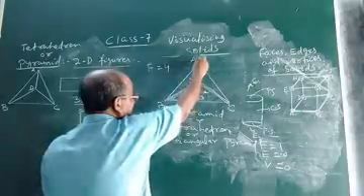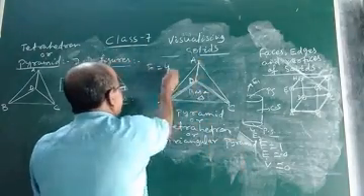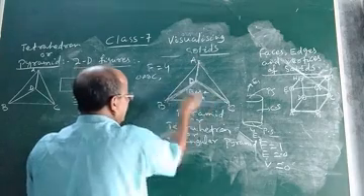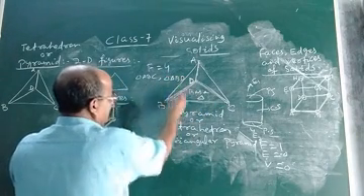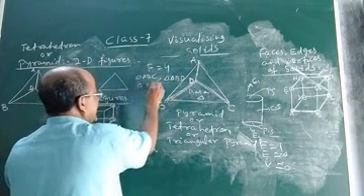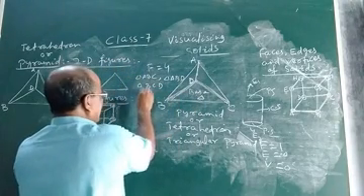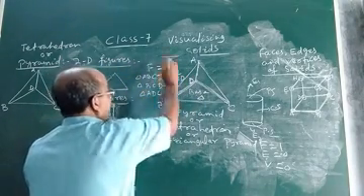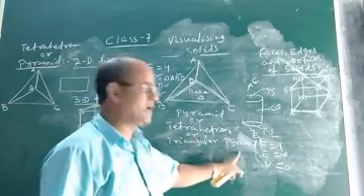What are the faces? Each face is a triangle or triangular. You see, what are the faces? Triangle A, B, C is one face. Triangle A, B, D is another face. Triangle B, C, D is another face. Then triangle A, C, D. These are face 1, face 2, face 3, face 4. So there are four faces in this solid or this pyramid or this triangular pyramid.